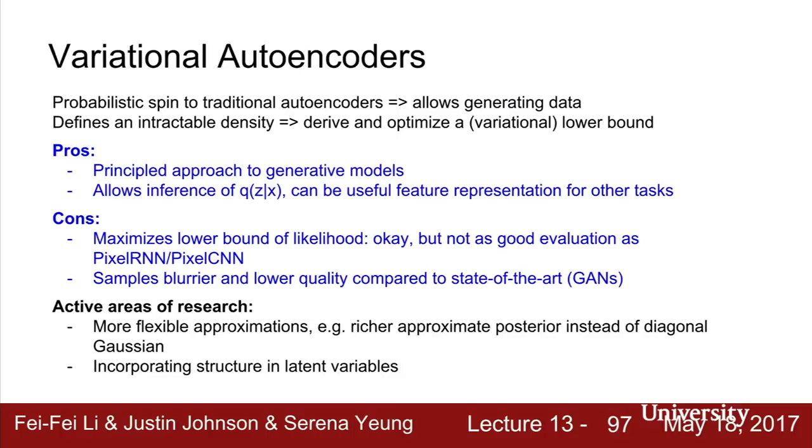Okay, so to summarize VAEs, they're a probabilistic spin on traditional autoencoders. So instead of just deterministically taking your input X and going to feature Z, and then back to reconstructing X, now we have this idea of distributions and sampling involved, which allows us to generate data. And in order to train this, VAEs are defining an intractable density, so we can derive and optimize a lower bound, a variational lower bound. Variational means basically using approximations to handle these types of intractable expressions. And so this is why this is called a variational autoencoder.